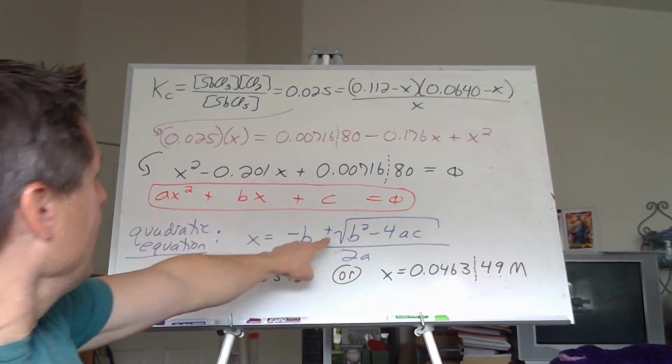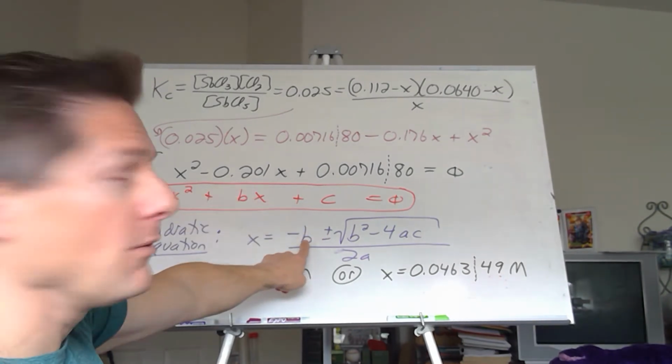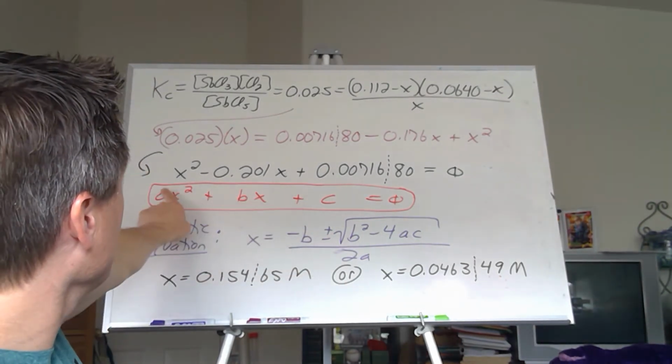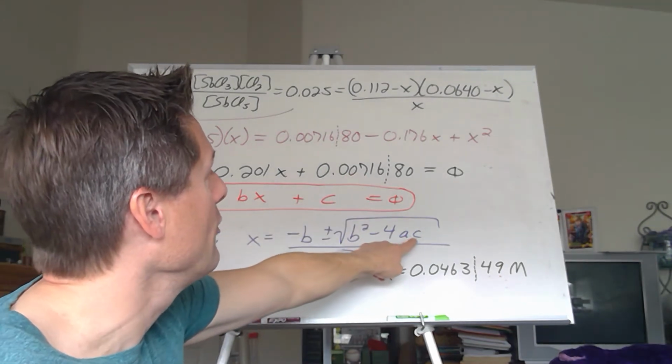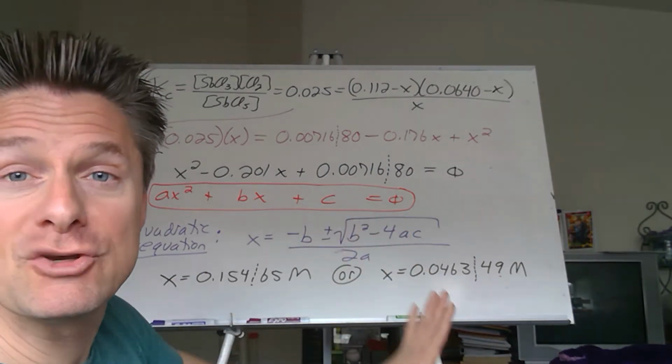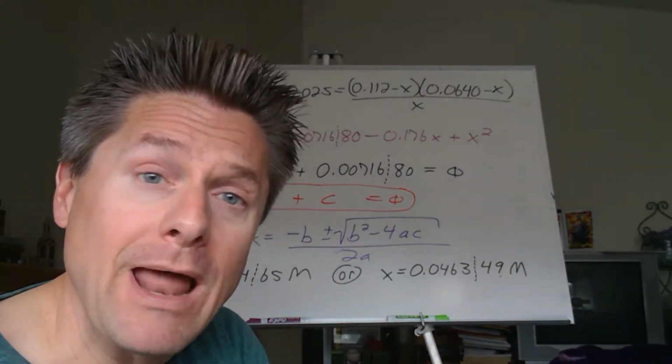Let's plug in a value of negative 0.201 for b. Let's plug in a value of 1 for a and a value of 0.007168 for c. Plug it in, you'll get 2 answers. Do it and see if you get what I get.